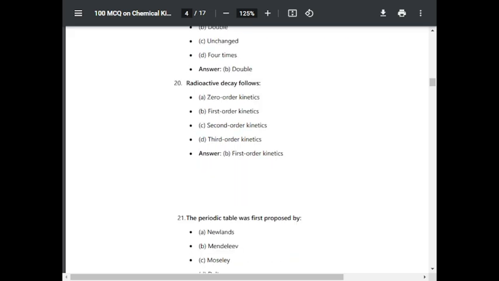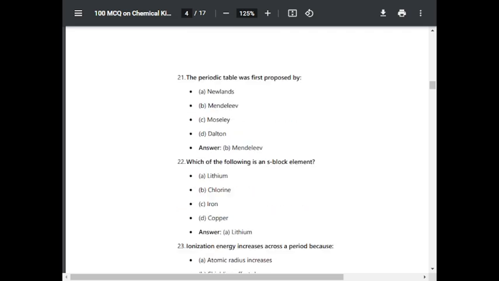Question number 20. The radioactive decay follows: option A, zero order kinetics; option B, first order kinetics; option C, second order kinetics; option D, third order kinetics. Option B is correct, first order kinetics. The radioactive decay follows the first order kinetics. Option B is correct.